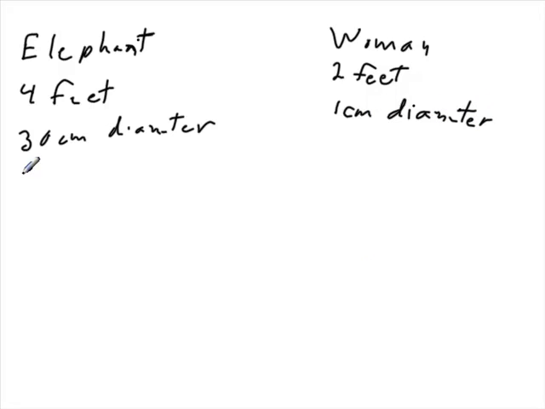Okay, now the elephant probably has a mass somewhere in the neighborhood of 2,000 kilograms. Actually, that's probably a little on the low side. Let's make it 4,000 kilograms, a 4-ton elephant. And the woman, she probably has a mass somewhere in the neighborhood of, well, 50 kilograms is probably a little on the light side, but let's let her be light. Somewhere in the neighborhood of 50 kilograms.